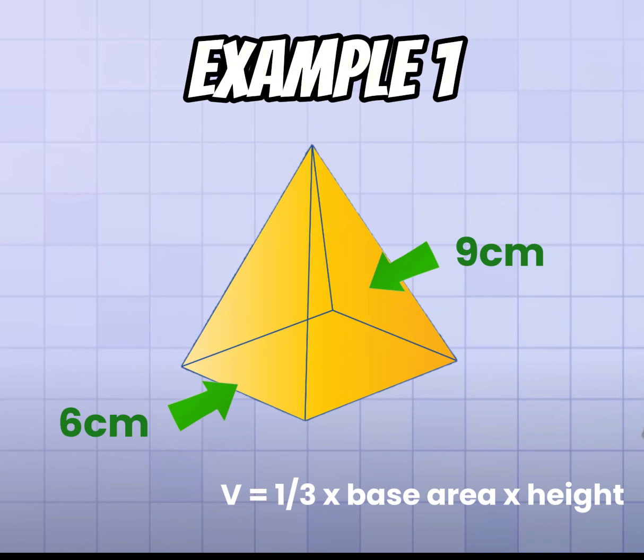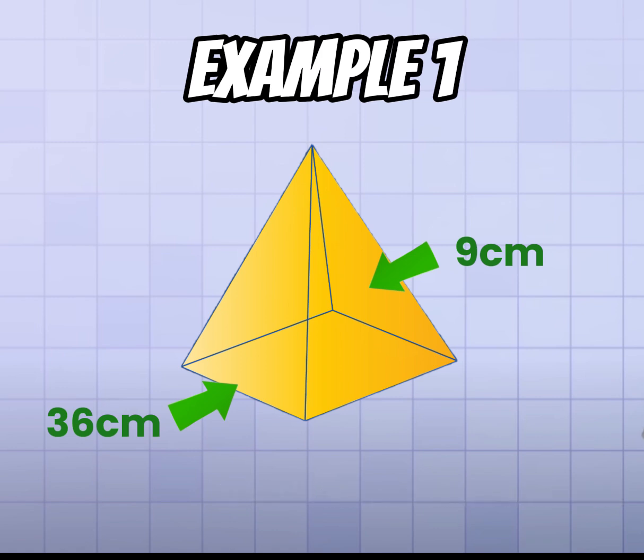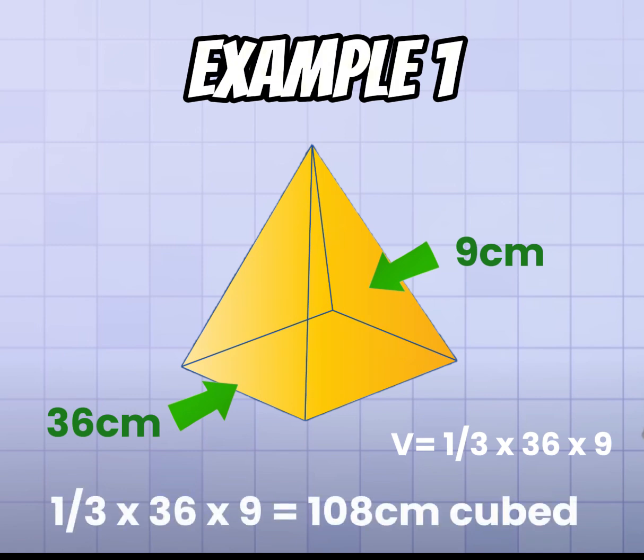Let's find the base first. As you can see, the base is a square, so we have to square the side length, which gives us 36. Now that we have the base area and the height, we can substitute them into the formula, which will be volume equals 1/3 times 36 times 9. Now we simplify, and it will give us the answer.